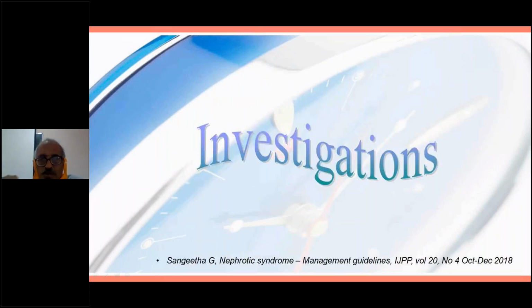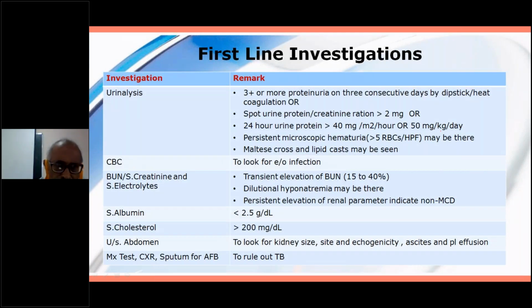These are the possibilities. Now, what are the investigations you do? Clinical features you have seen. The first is urinalysis. You see 3+ proteinuria on 3 consecutive days by dipstick. That is the diagnostic feature: 3+ or more on 3 consecutive days, or a spot urine test more than 2. As I said, spot urine test.